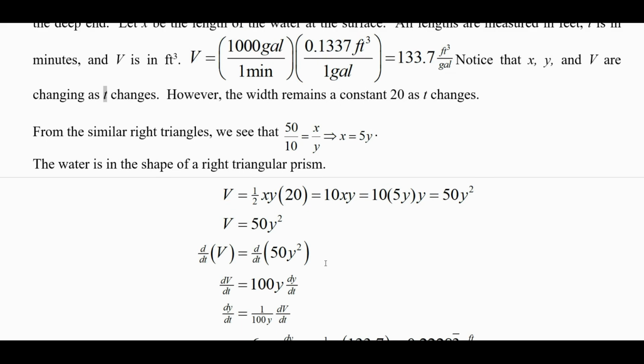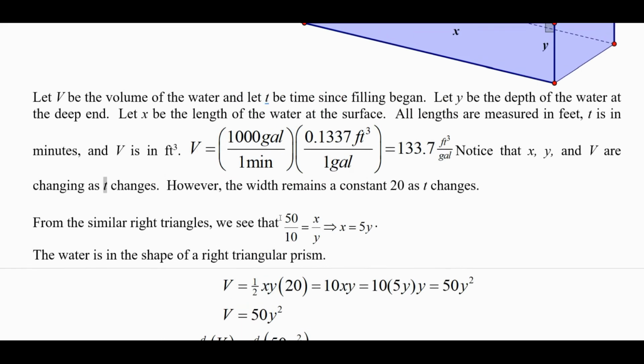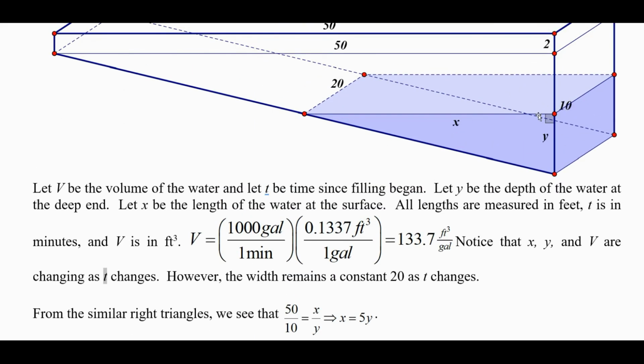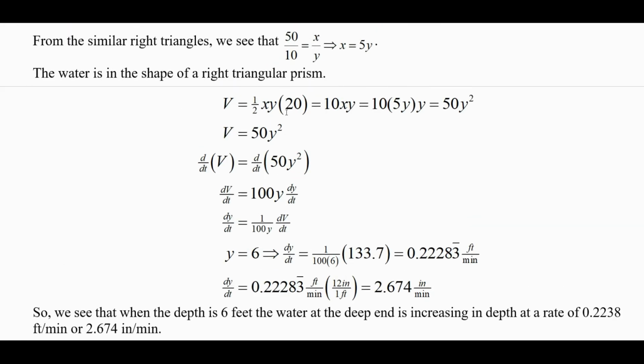But we don't plug those values in. It's important when you're doing related rate problems, you wait on plugging in until after you've done the derivatives. So the volume is going to be the area of this triangle times this width here. The area is 1/2 X times Y, and then you get the volume by multiplying that by 20. So 1/2 XY times 20, that's 10XY. But X is 5 times Y, so that's 50Y squared for the volume. So now we've got the volume in terms of just one variable.